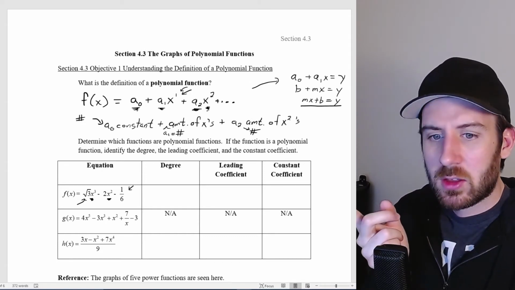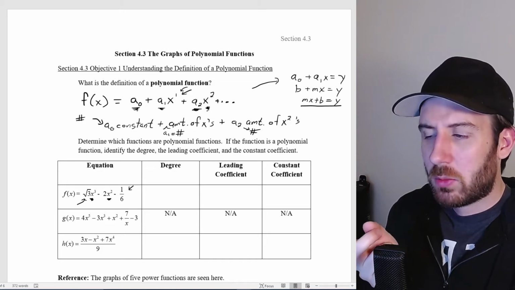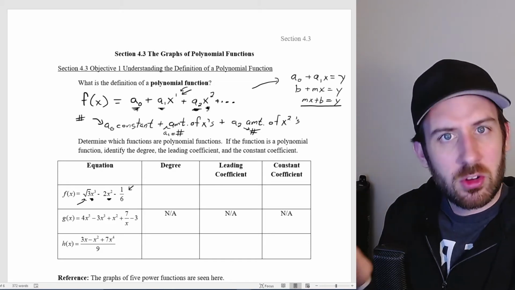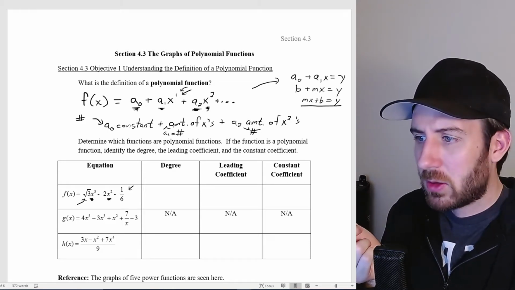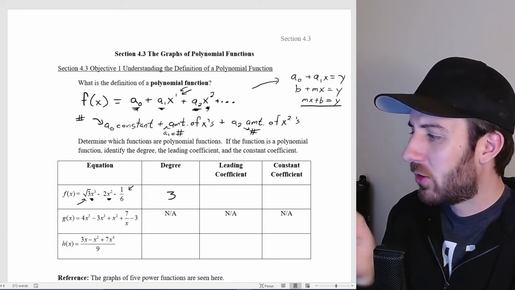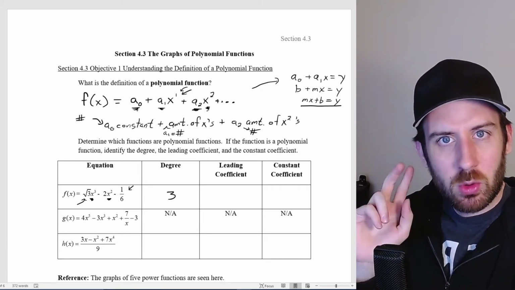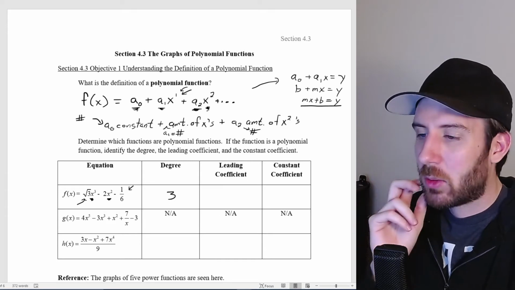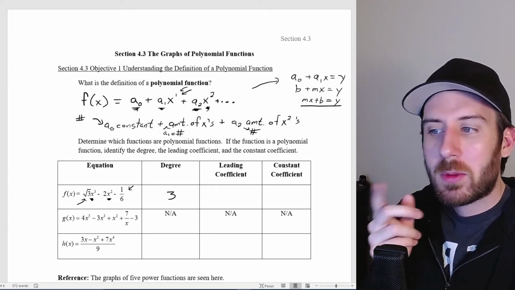But let's see. So we've got the degree here would probably be, just like when we did it in our tool over there, a degree of 3. Because that was kind of the high power, how powerful, how complicated we were allowing this model to be. Okay, what about the leading coefficient?